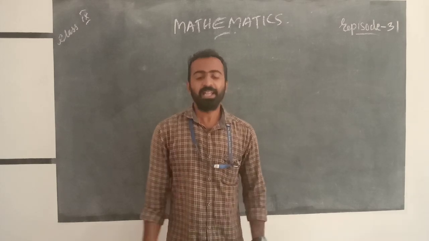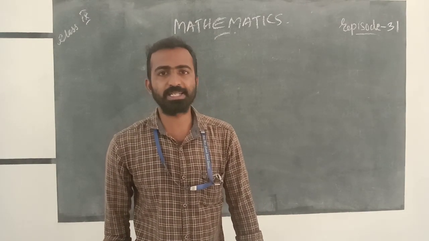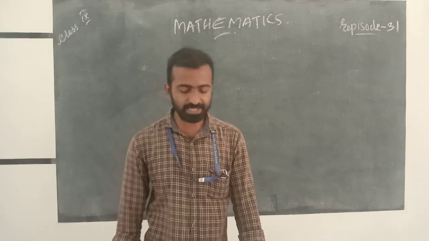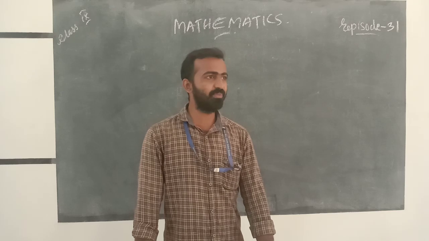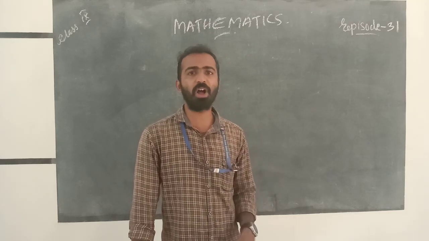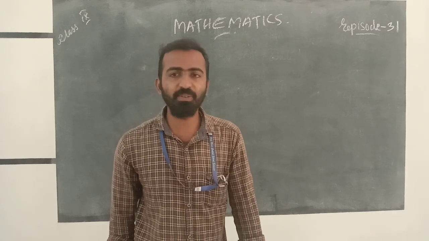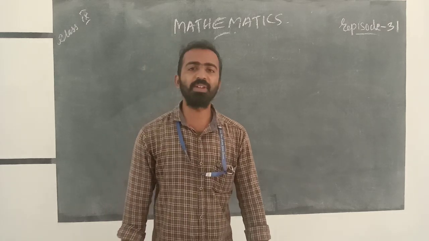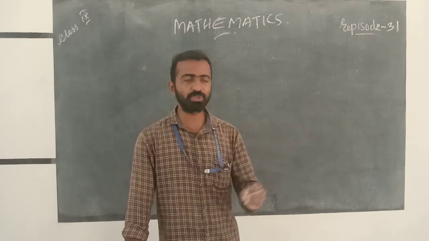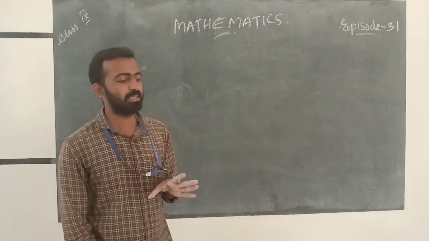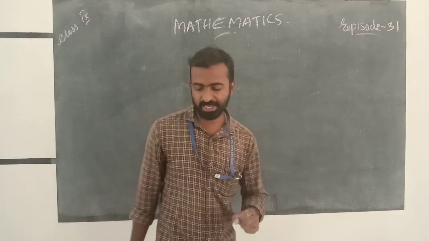In the previous class, what were we discussing? We were discussing constructions, the angle constructions. We already know how to draw an angle of 60 degrees, 45 degrees or 75 degrees with the help of a protractor. Here we use only a compass and a ruler.